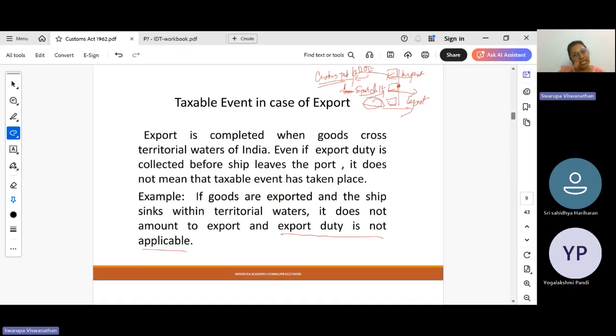Taxable event in case of export. In case of export, export is completed only when the goods cross the territorial water. But we cannot collect the tax at that point of time because the consignment will be in a ship on its way. So we need to collect it at the port itself. When the goods or the ship leave the port, at that point duty will be collected. So in case of export, the duty is collected when the goods leave the port. In case of import, it is when the bill of entry is presented for home clearance. That is the taxable event in case of export and import.